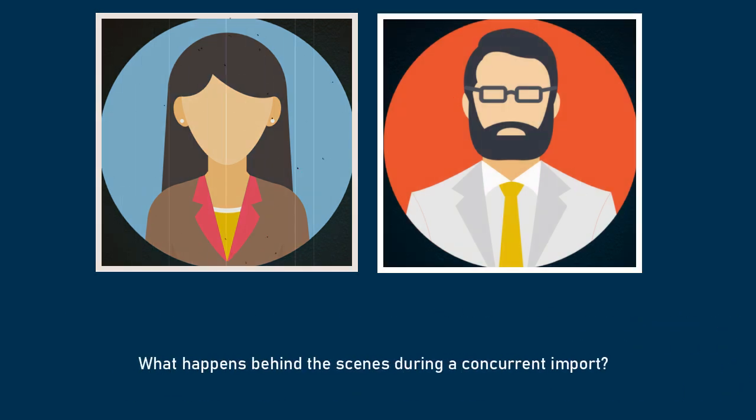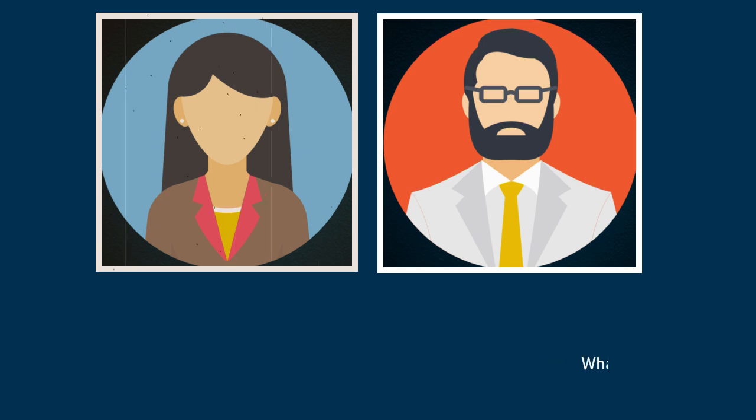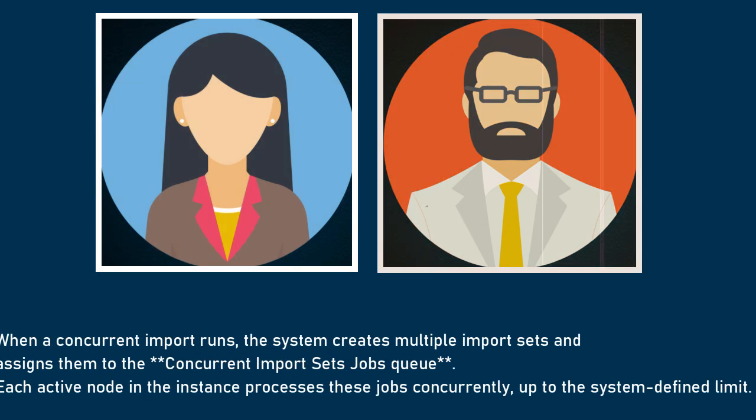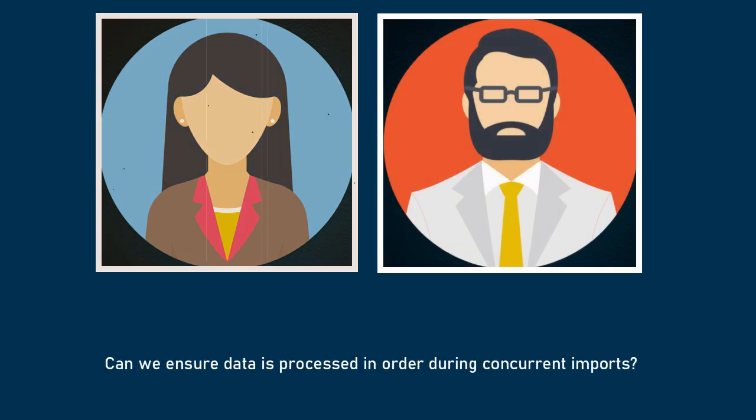What happens behind the scenes during a concurrent import? So when the concurrent import runs, the system creates multiple import sets and assigns them to the concurrent import set job queue. Then each active node in the instance processes these jobs concurrently up to the system-defined limit. You can increase or decrease the limit according to the system properties. That's a well-structured process.